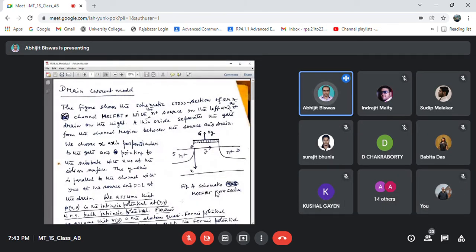So today I shall discuss the drain current model. In my earlier lecture, I also discussed it mainly qualitatively. Today I shall discuss the drain current model quantitatively.